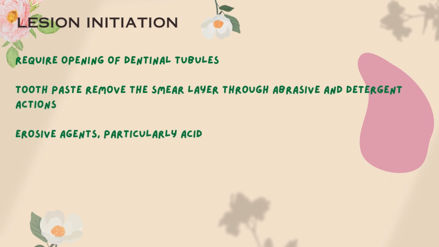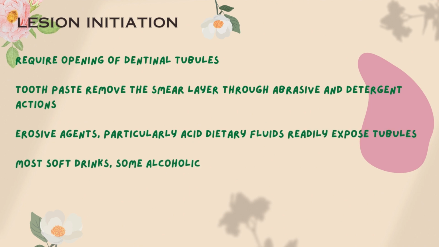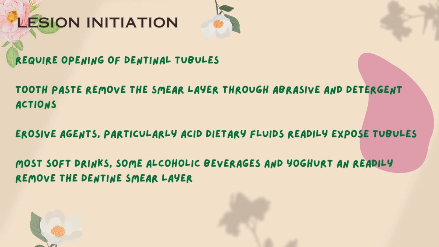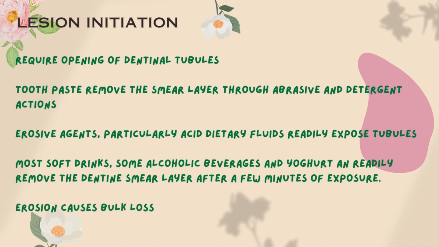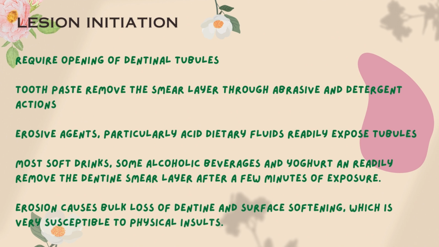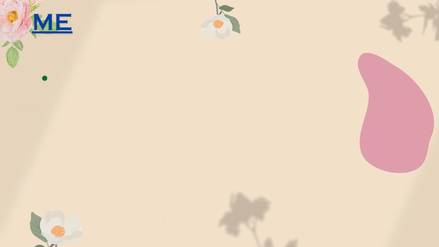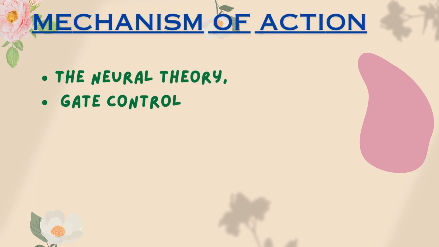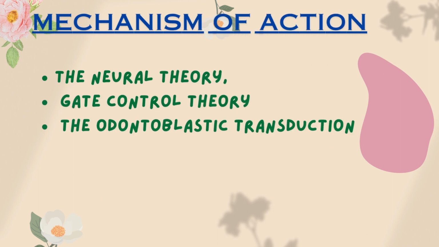Toothpaste removes the smear layer through abrasive and detergent action. Erosive agents, particularly acidic dietary fluids, readily expose the tubules. Most soft drinks, alcoholic beverages, and yogurt remove the dentin smear layer after a few minutes of exposure. Erosion causes bulk loss of dentin and surface softening, which is very susceptible to physical insult.